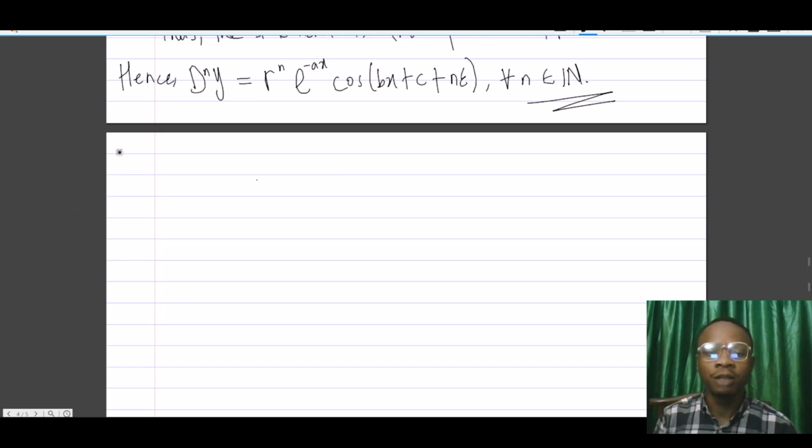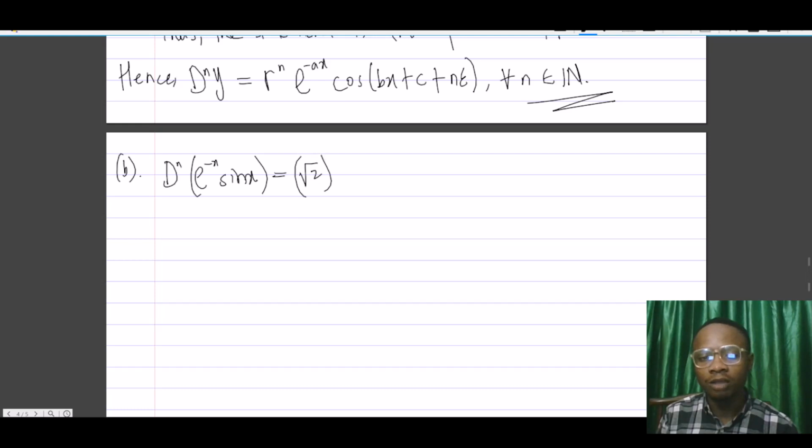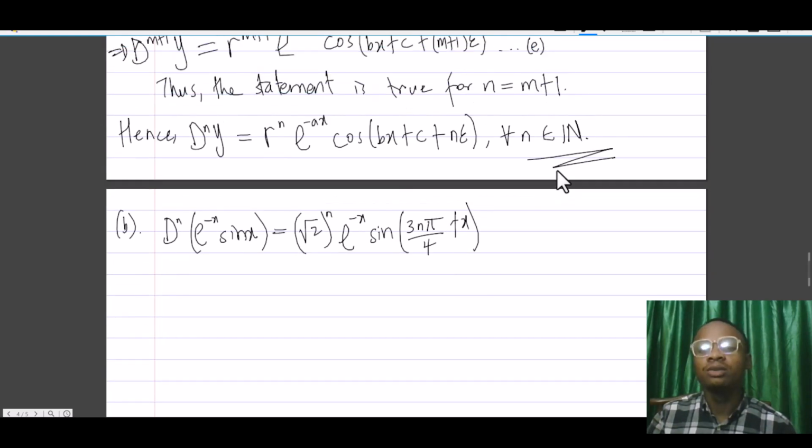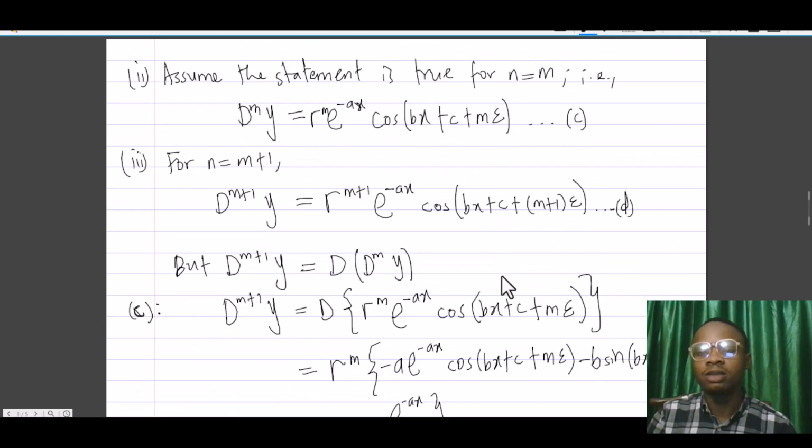So let us now examine the second part of the problem. The second part of the problem asks us to show that the nth derivative of e to the power of minus x sine x equals root 2 to the power of n, e to the power of minus x, then sine of 3n pi over 4 plus x. So that's basically the second part of the problem.